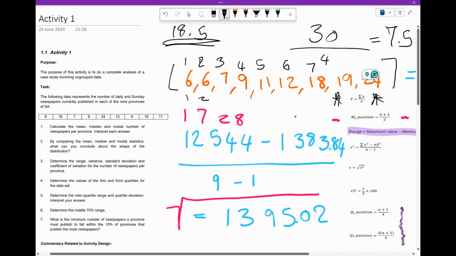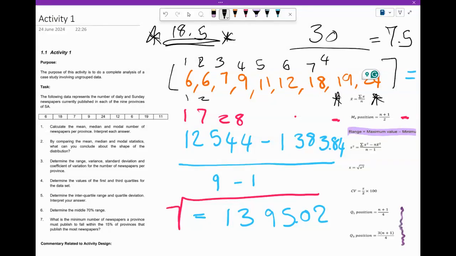Is it making sense? So what are we saying? 75% of our data in relation to this is below 18.5. It's below 18.5.